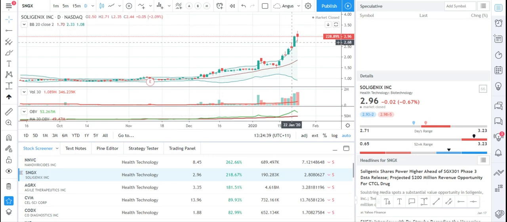SNGX, you can see it's had a bit of a pullback here. So again, I probably wouldn't trade that stock because it looks like it's heading the wrong way. The OBV is heading the wrong way. So people aren't so interested in this one at this sort of price point.